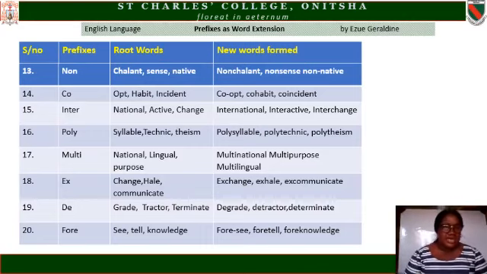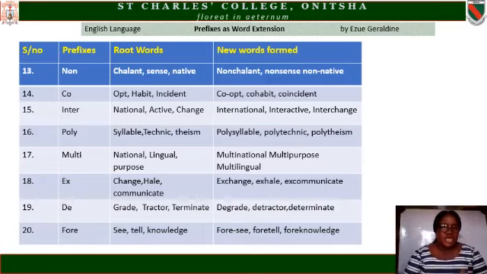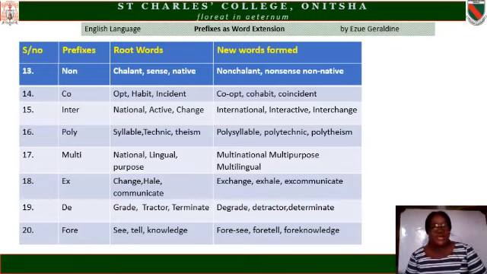Then the next one is multi. Multi means many. If we add national, lingual, and purpose, we get words like multinational, many nations, multipurpose, used for many purposes, and multilingual, many languages. Then we have ex. If we add ex to change, hale, and communicate, it means exchange, exhale, excommunicate.